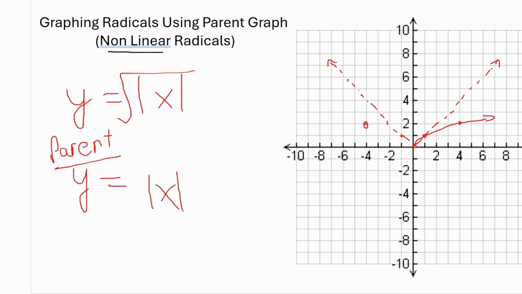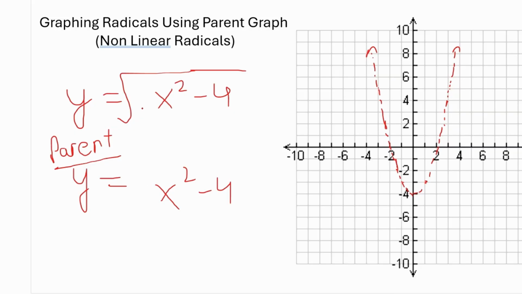And you know what a radical graph looks like, so you just graph it like that. And the one thing that radicals cannot be is negative. So what you do is just ignore the negative values altogether.